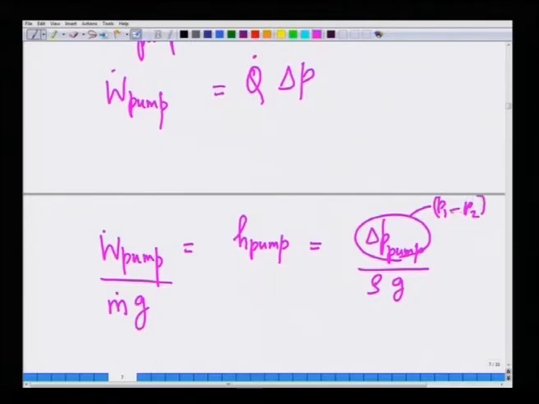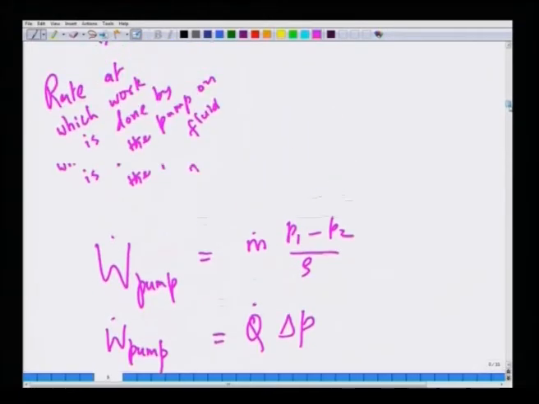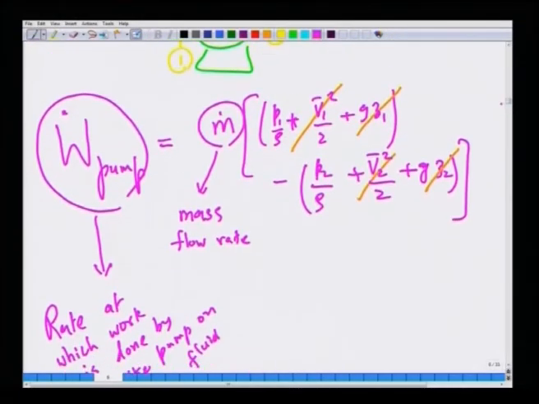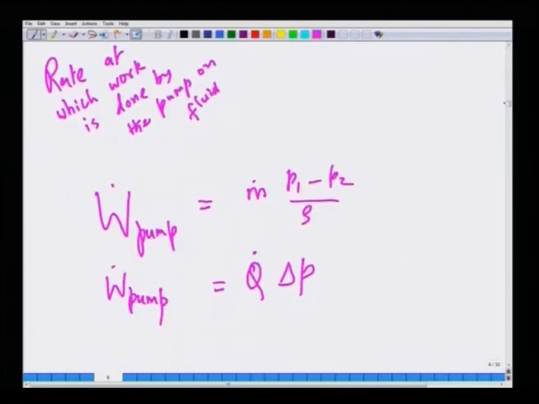Okay. Now, sorry, this is at station 2 minus station 1, I made a mistake. So, this is minus of W pump. Okay. So, this is P2 minus P1, because P2 is greater than P1 in a pump, the pressure at the exit is greater.